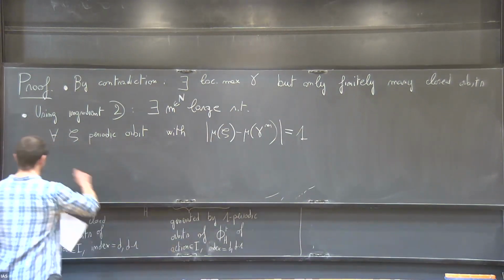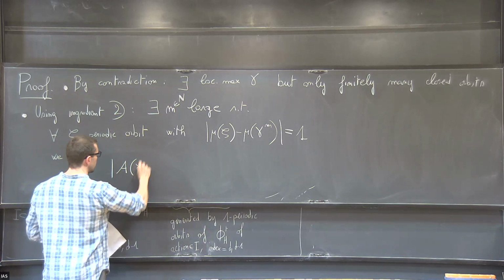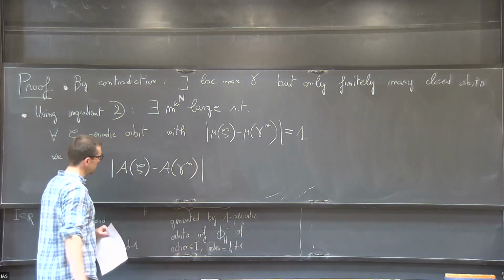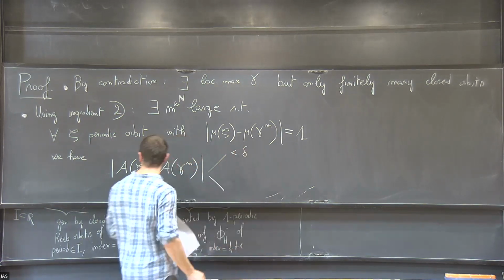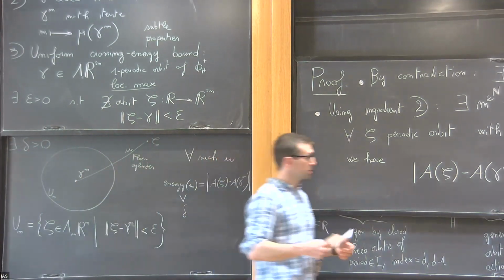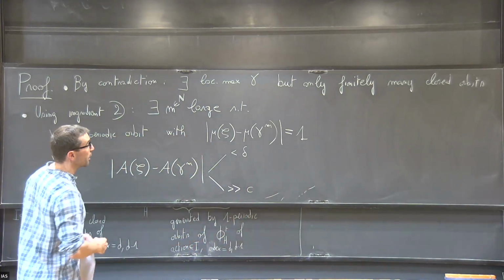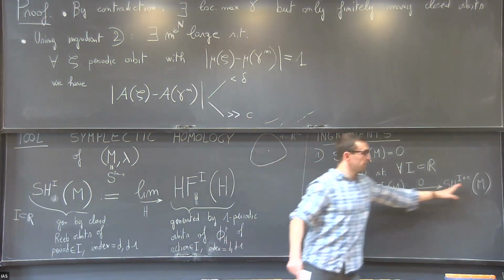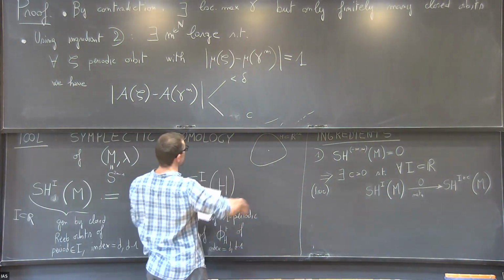For every such orbit we have that the action difference between zeta and gamma to the m, I have to put an absolute value because I don't know if this orbit comes above or below in action. But this action difference, we can control it and prove that it's either small, less than this delta that appeared in the uniform crossing energy bound, or very large, in particular much larger than C, which I hope I didn't erase, was this C here. The C such that if you shift by C, you kill the symplectic homology. Let's say larger than 4C.